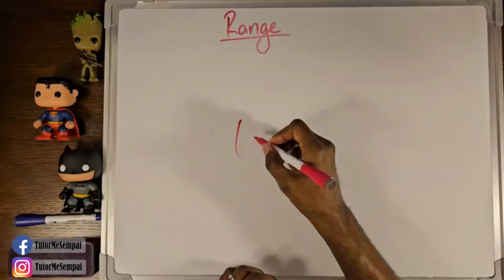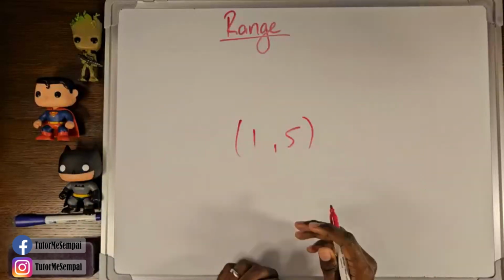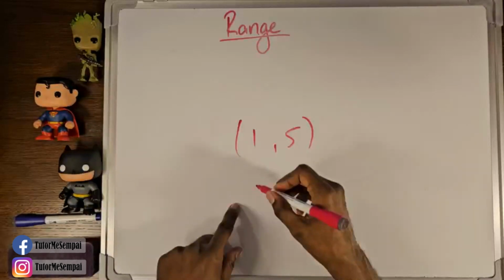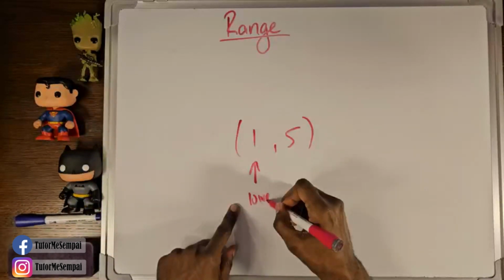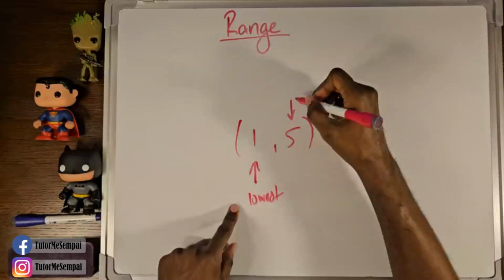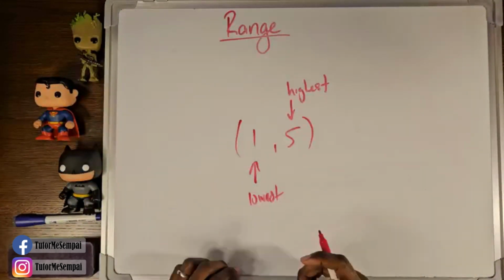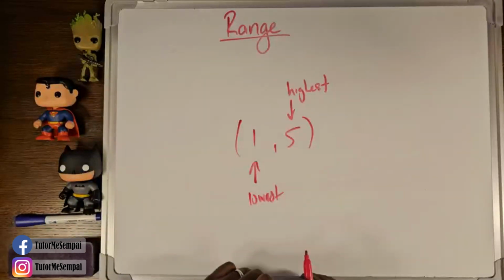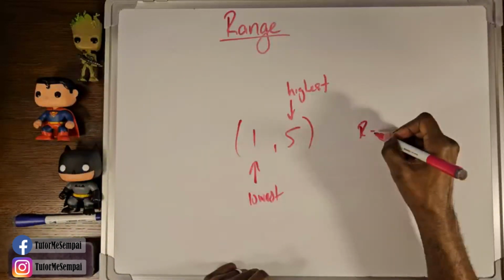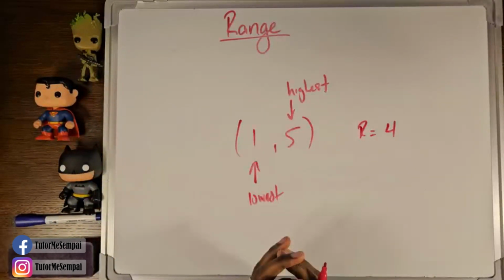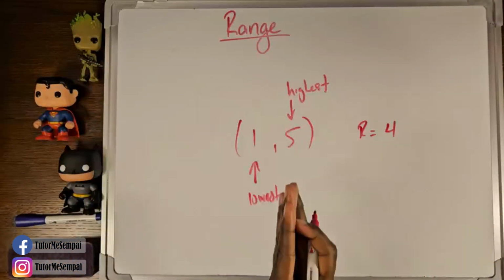So let's say we did have that one back here, right? And you had a bunch of numbers in this data set, and this was your lowest, and this one was your highest. Your range is going to be the difference between these 2 numbers, so it will be 4. Regardless of what's happening in between 1 and 5, your range is looking at the extreme numbers on either end, and finding the difference between them.